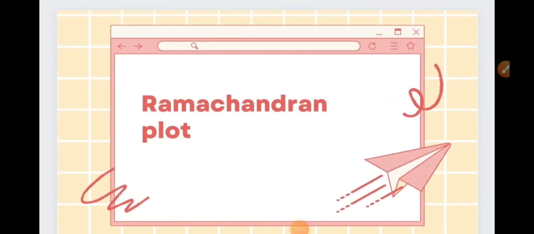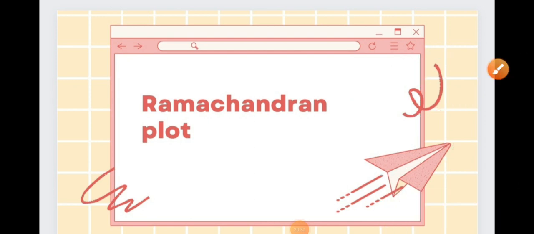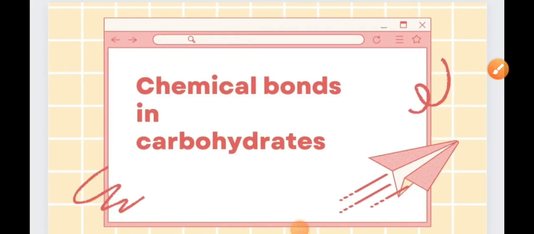Okay, then comes Ramachandran plot. I think I've posted some question on Instagram. So what does the Ramachandran plot talk about more? Does it talk about what are the disallowed regions in your entire plot, or does it talk more about the secondary structure? Then chemical bonds in carbohydrates, very important, because they can ask you what are the bonds involved in cellulose, like cellobiose is the monomer for it. And then they can ask you inulin. They can ask you something not so convenient, but also go through the trivial ones.